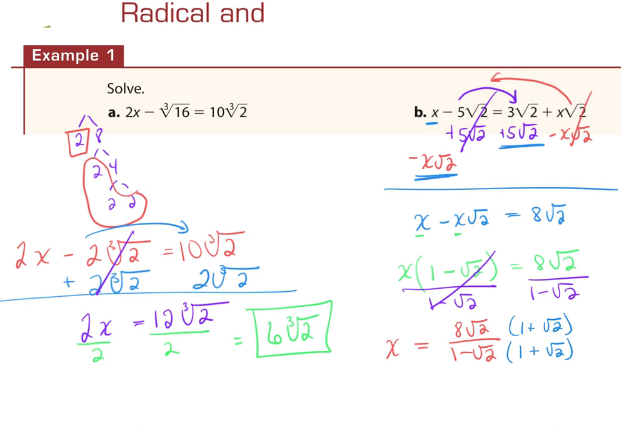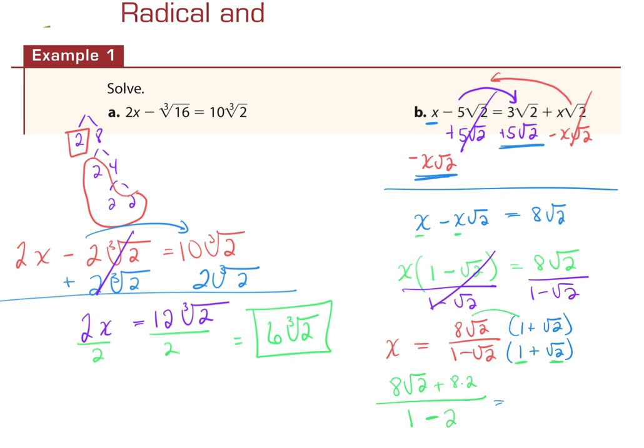All right, and I'm going to distribute that top. 8 square root of 2 times 1. 8 square root of 2 times the square root of 2 is just 8 times 2. The square root goes away. On the bottom, remember I'm multiplying conjugates. So it's the first one squared, which is just 1, minus the second one squared. Well, when I square a square root, I get what's inside. So that's just the 2.